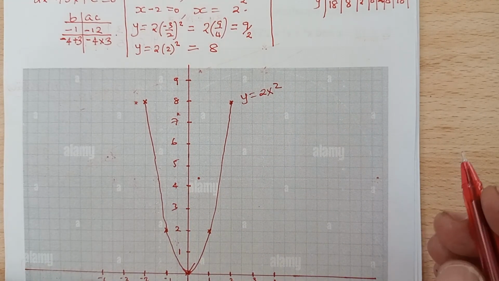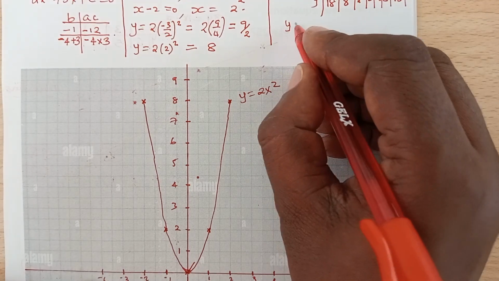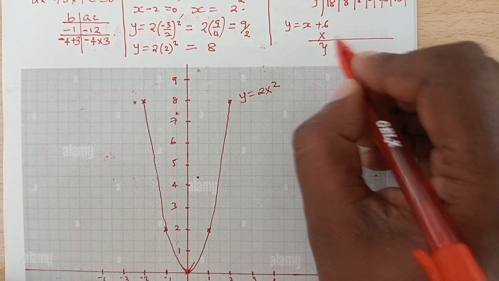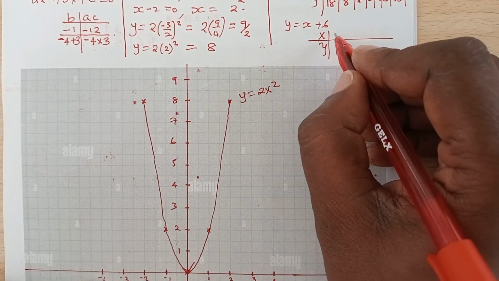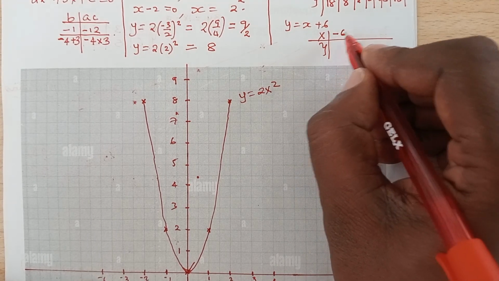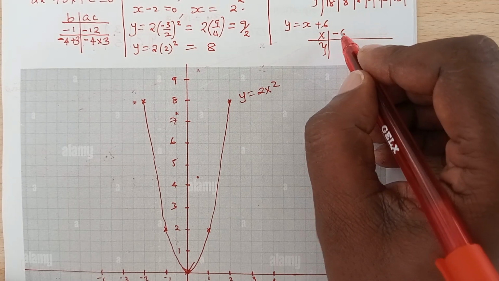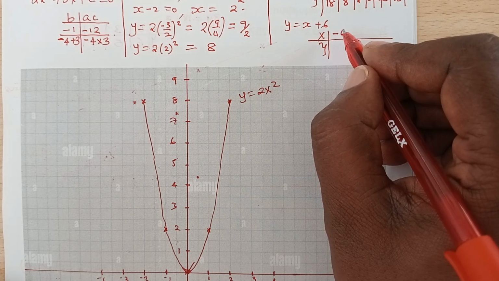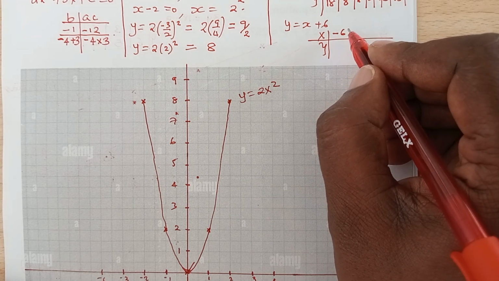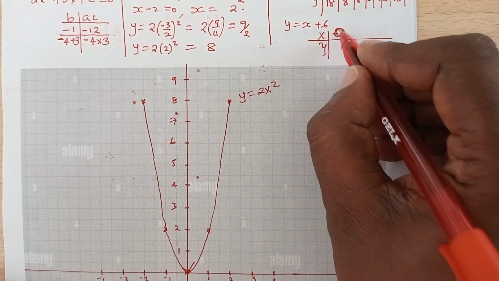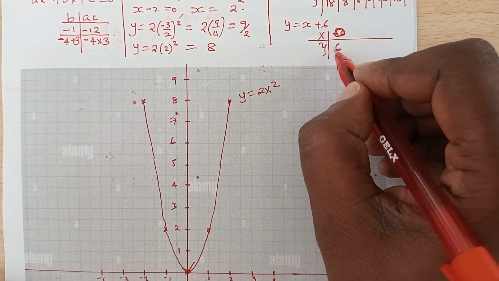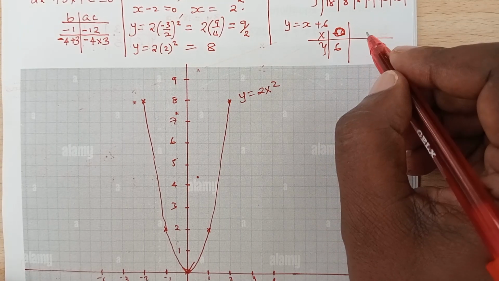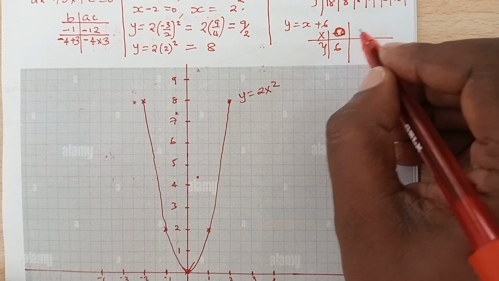Let us have the graph of y is equal to x plus 6, x and y. This is the easiest to draw. Let's say when x is 0, y is 6. That is true. What about when x is 2?